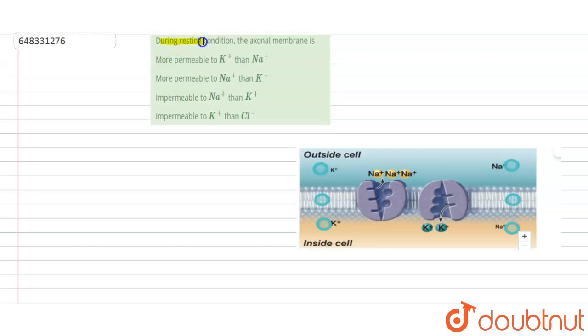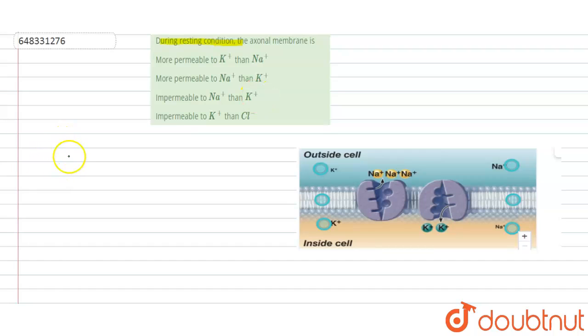Hello students, have a look at the question. The question is: during resting condition, the axonal membrane is, options given are: more permeable to potassium than sodium, more permeable to sodium than potassium, impermeable to sodium than potassium, impermeable to potassium than chloride.